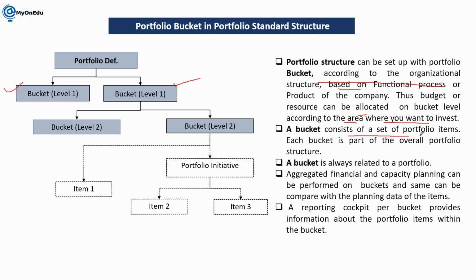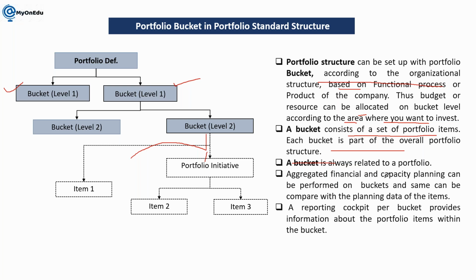So here a bucket is a set of portfolio items, obviously, because we are going to create all the items or initiatives within the bucket only, at the last level. So it consists of a set of portfolio items. Each bucket is a part of the overall portfolio structure. So this means you cannot create a bucket separately. Without creating a portfolio definition, you cannot create a bucket. The portfolio definition has to be there to create a bucket. So everything is within a portfolio structure only. If you are going to create an initiative or item or any object, this has to be within the standard portfolio structure only.